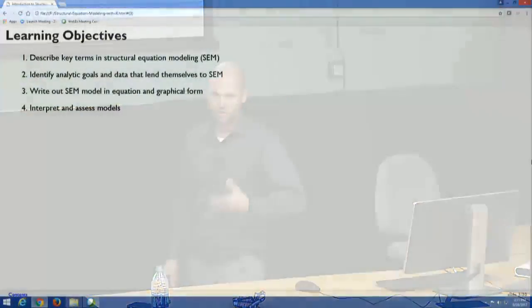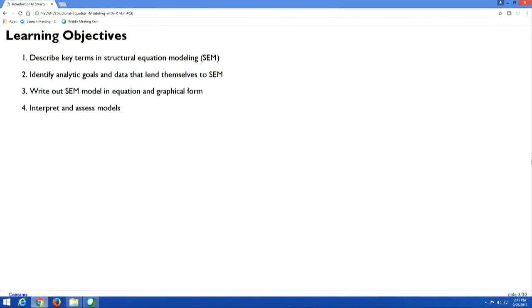But I want to make you familiar with what structural equation modeling is, what the language is, and if you were to do it, how do you do it in statistical software, which requires you to know the language of structural equation modeling. And so we're going to talk about what kinds of data and what kinds of research questions lend themselves to doing analysis in the SEM framework.